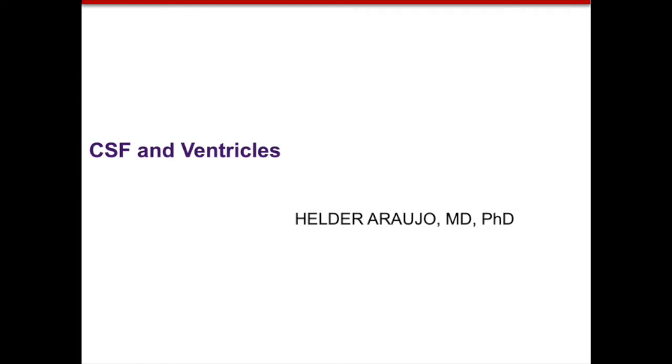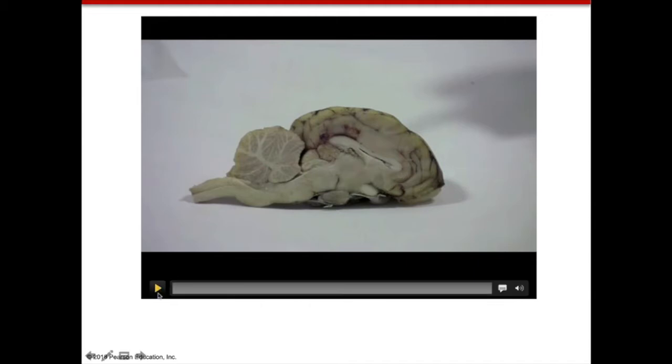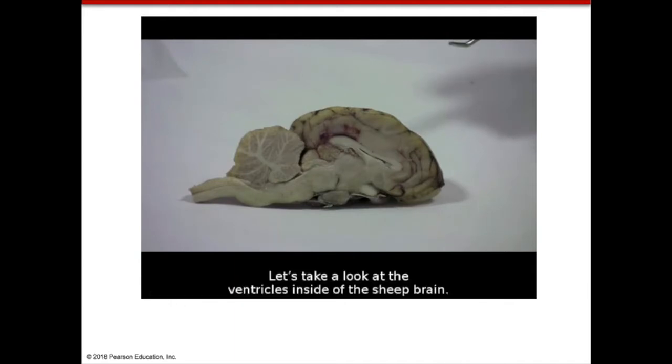We are going to speak about the CSF and the ventricles and the meninges in this video. And we will finish also with some slides about the blood-brain barrier. So starting with the CSF and ventricles, I will have a video that can help understand some of these points. Let's take a look at the ventricles inside of the sheep brain.